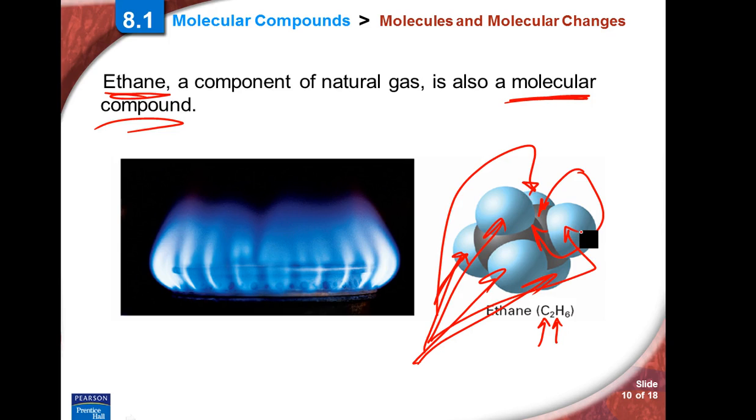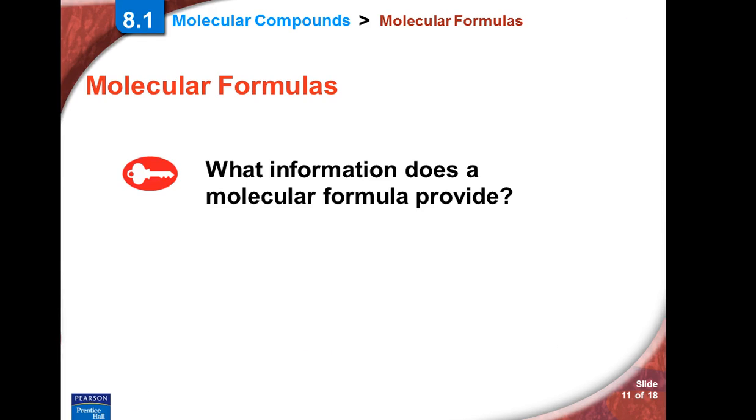Okay, this is a molecular compound. Once again, it is a neutral molecule that is held together by covalent bonds. So therefore, it is a molecular type of substance, and then it's a compound because it's built out of multiple different types of atoms. Now, what information does a molecular formula provide? We will talk about this here in a bit.